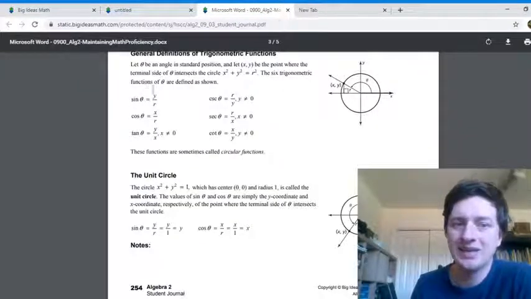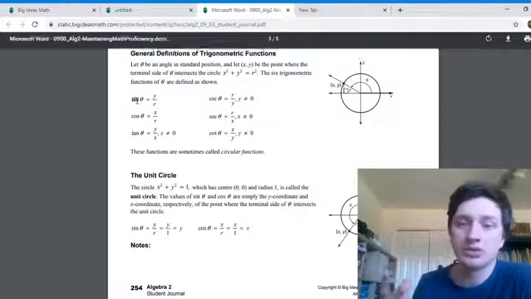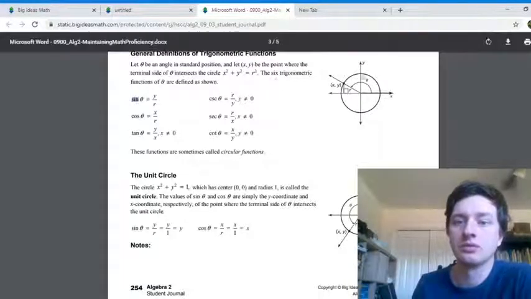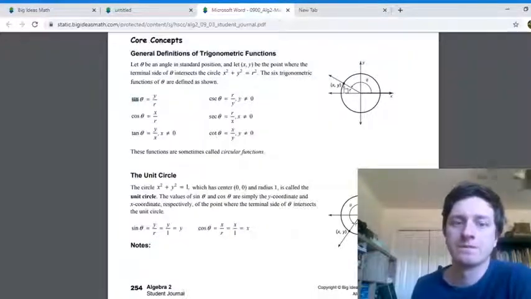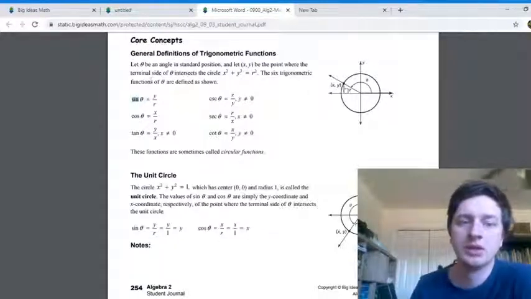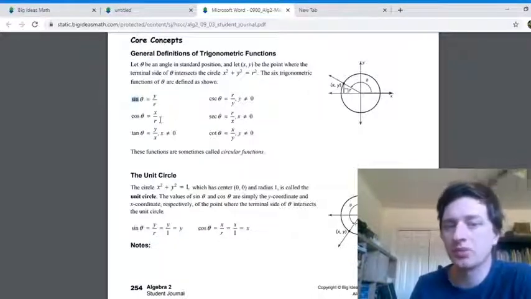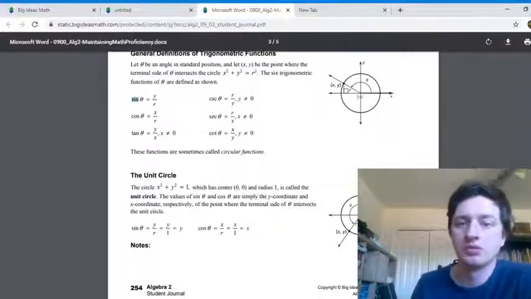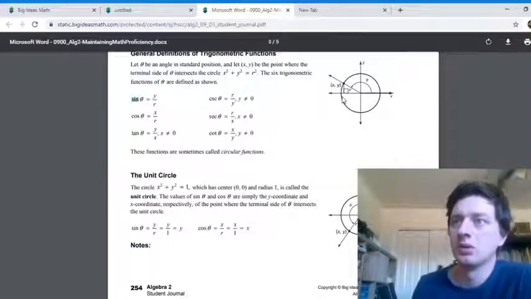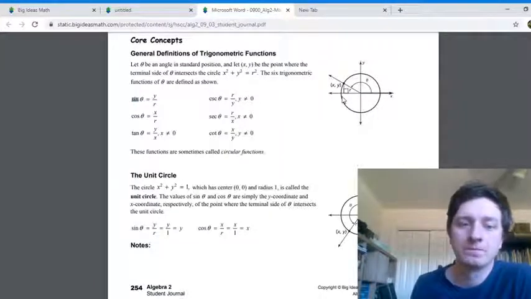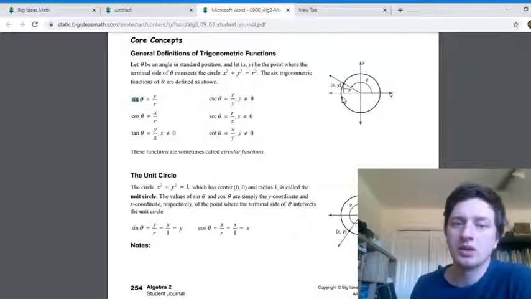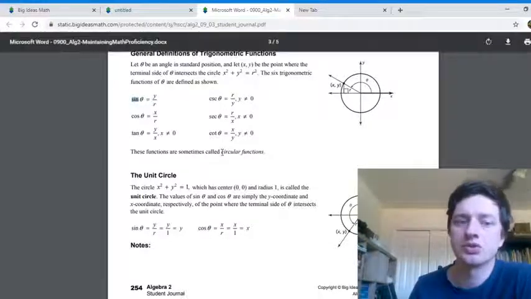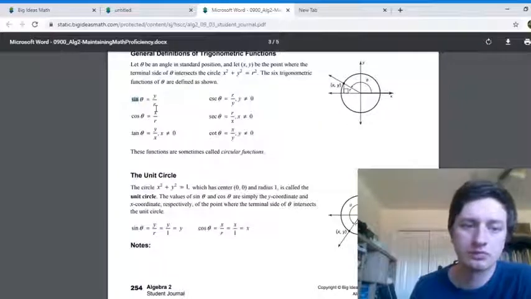Now this works for any theta. Before in geometry, we would have done only acute angles. They would have only fit here in this first quadrant. But we can talk about this angle here that's bigger than 90 degrees and puts the triangle in the second quadrant. Okay. So we have sine, cosine, tangent. These are all the same as they were before. They're not redefined. We just relabeled our triangle. Okay. And then we have the cosecant, secant, and cotangent, which are the same functions. They're just these flipped over, right?